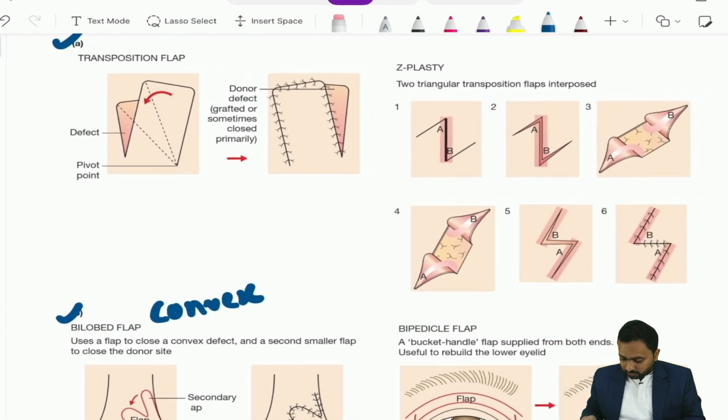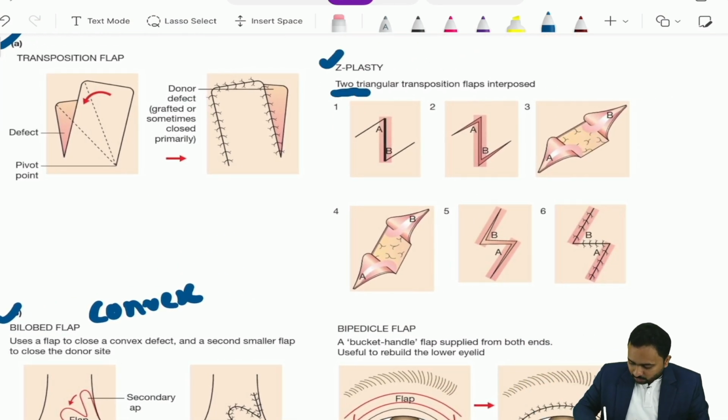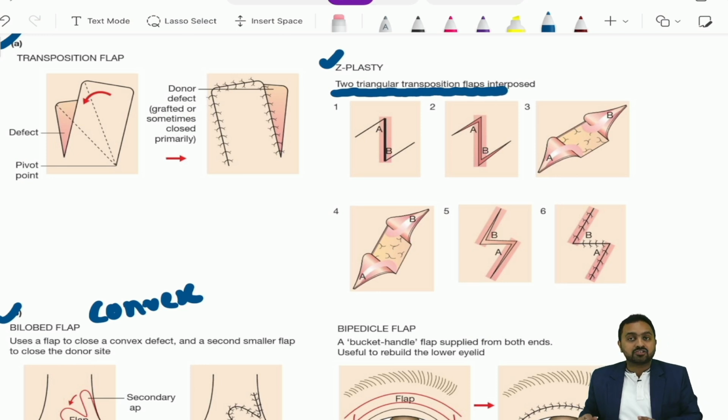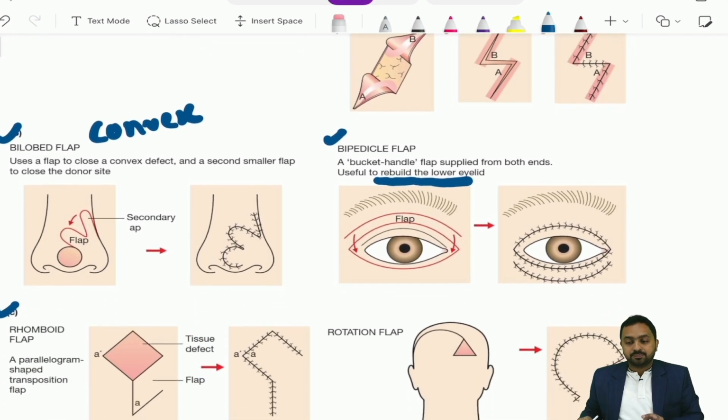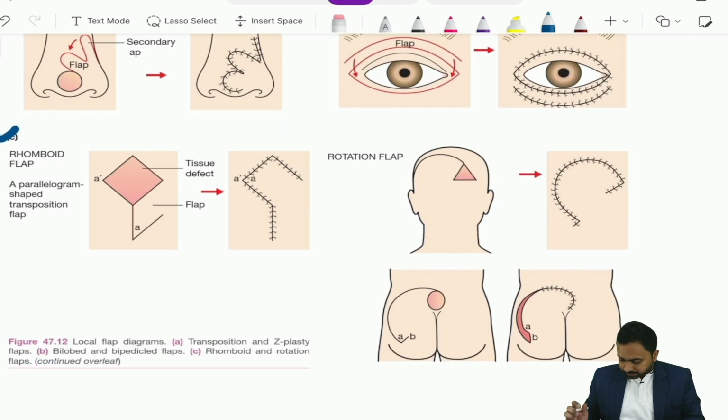Then we have the Z-plasty, which is an example of true triangular transposition flaps which are interposed as shown in the given diagram. Then we have the bipedicle flap. It is a bucket handle flap that is supplied from both ends. It is useful to rebuild the lower eyelid. Then we have the rotation flap as shown in the image, where we rotate the flap to cover the defect and the primary donor site is either closed primarily or sometimes you might require a skin graft for the same.